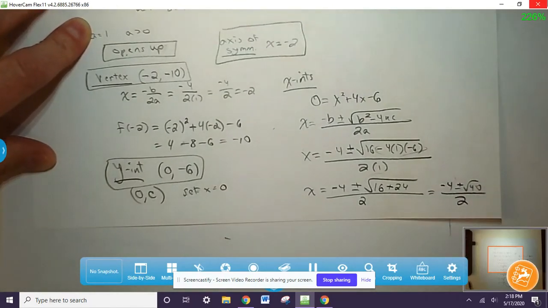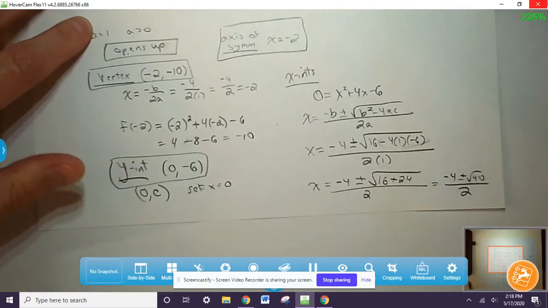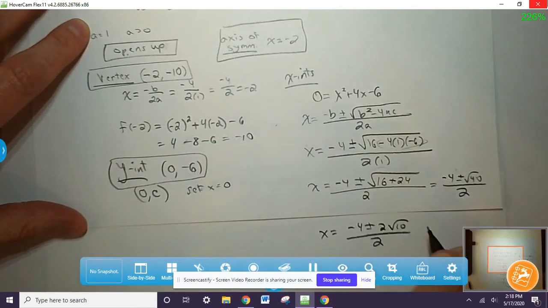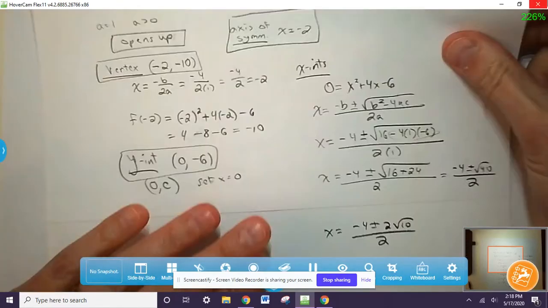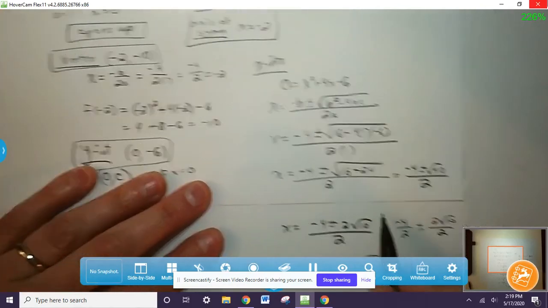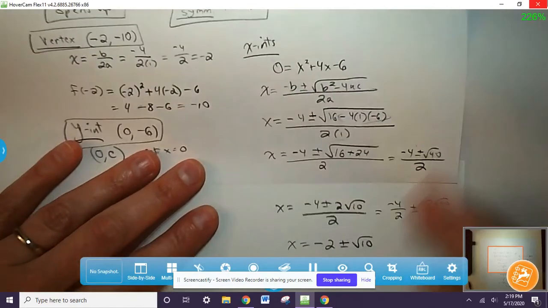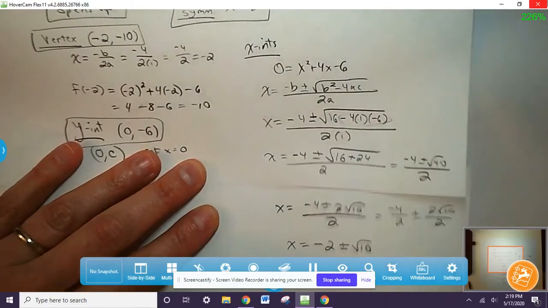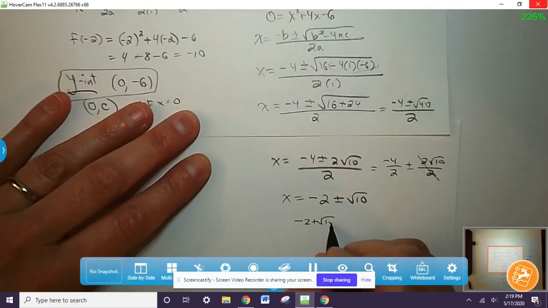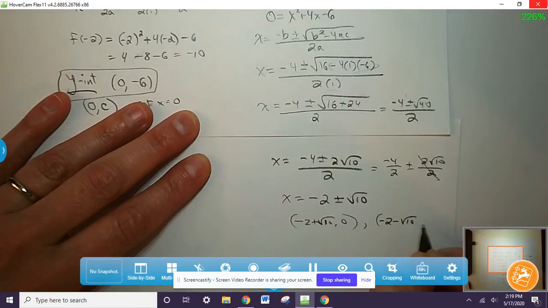So we're going to simplify the square root of 40. Square root of 40 is 2 radical 10. And then we need to pull this apart in order to simplify all the way. So what we're going to do is take -4 over 2 plus or minus 2 radical 10 over 2. And that is going to simplify to -2 plus or minus radical 10, because -4 over 2 simplifies to -2, and the 2 radical 10 over 2, those 2's are going to reduce and leave us with just radical 10. So these are our x-intercepts. In exact form, it would be -2 plus radical 10, 0, and -2 minus radical 10, 0.